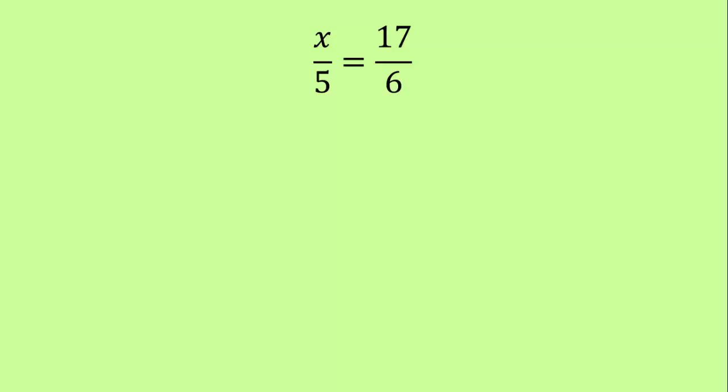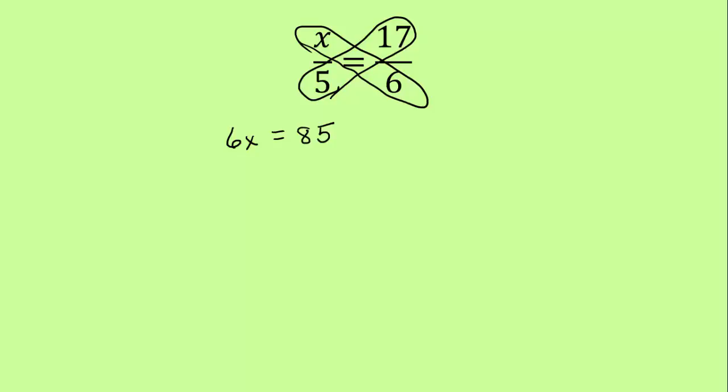Notice in this problem, you can't multiply 5 by an integer and turn it into 6, and that's why we need the cross product method. So let's just multiply these two diagonals. x times 6 is 6x. 5 times 17 is like half of 17 times 10, and that is 85. Now to get x by itself, you divide by 6. At this point in our math development, we don't care if 6 goes in evenly. Fractions are totally fine for an answer.